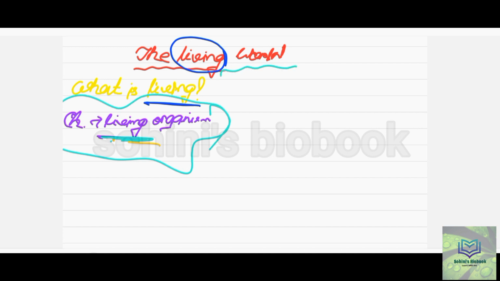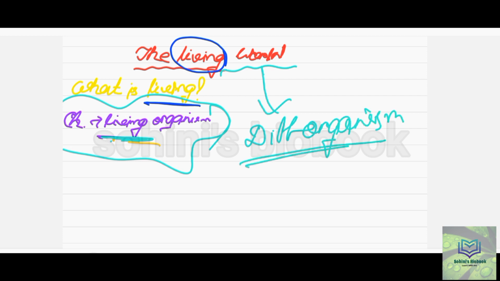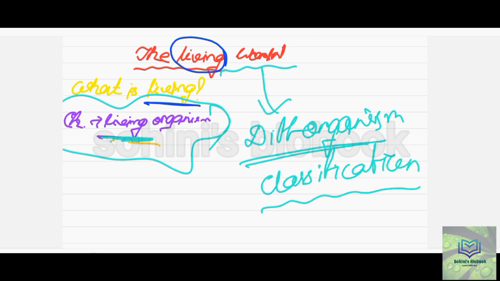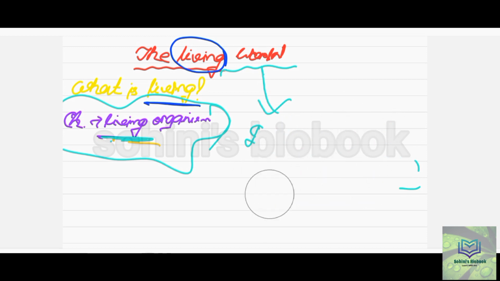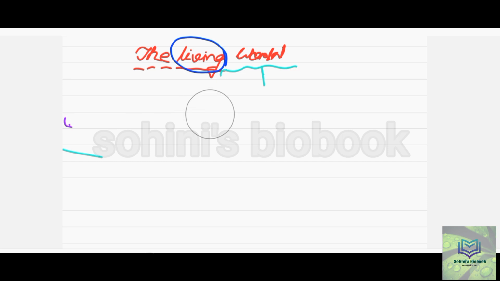Now in the next class we will discuss the living world and the different organisms, how we differentiate them, how we identify them, what was the need for classifying them, and what the classification processes are. We will go into that, but for today this is enough. So learn about the living world and let's explore them in the upcoming classes.